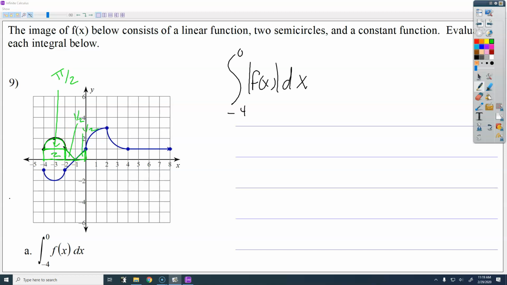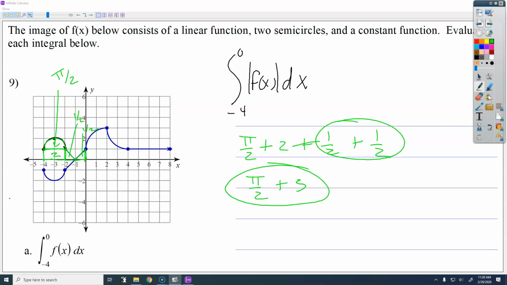And now everything's positive, right? Because we're dealing with absolute value. So basically what this ends up being is pi over 2 plus 2 plus a half, and we end up with pi over 2. This makes 1. If you add that to the 2, you get 3. Okay, so that would be pi over 2 plus 3.